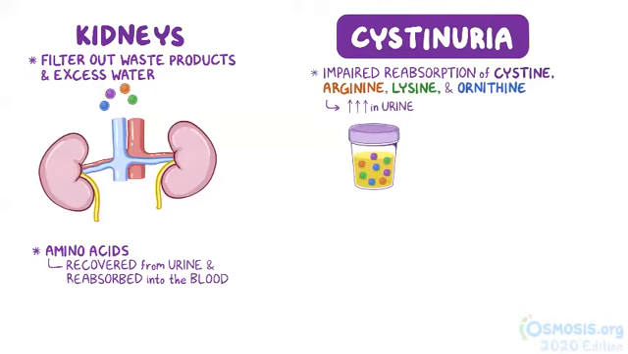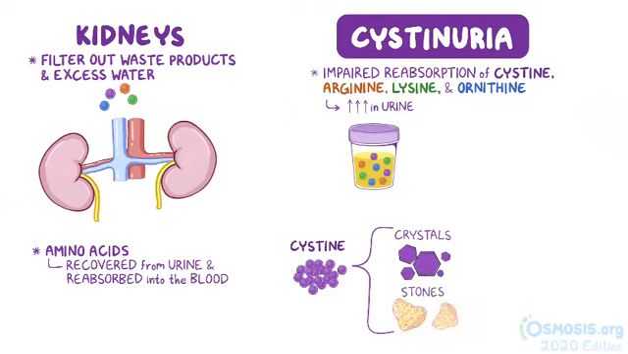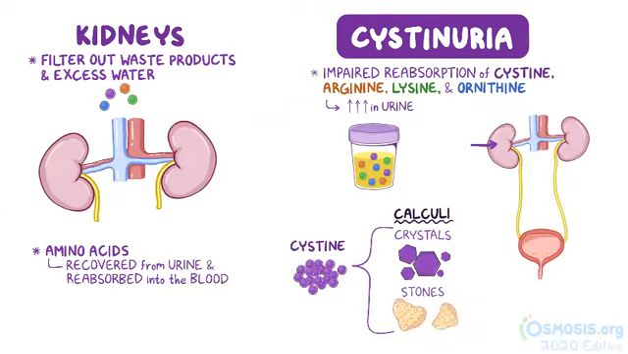At high concentration, cysteine clumps together to form crystals and stones, also called calculi. These can be found along the urinary tract, including the kidneys, ureters, and urinary bladder.